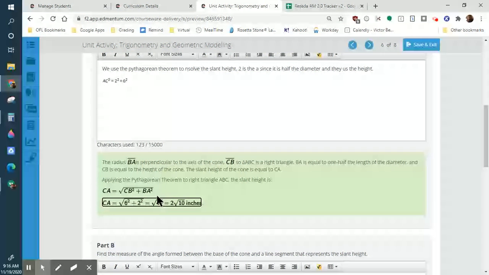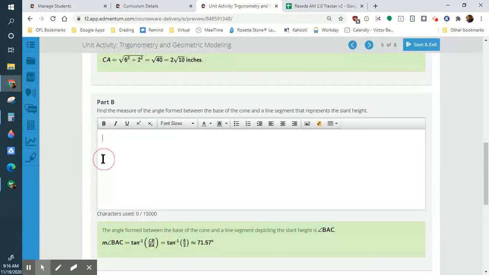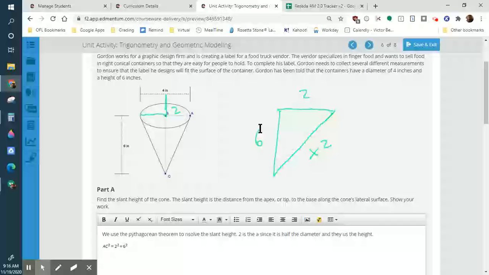I'm okay with you guys leaving it as a square root of something. I don't expect you guys to reduce it because we haven't gone over that. Find the measurement of the angle formed between the base and the slant height. So they're asking us to find this angle right here. So here's some more trig.